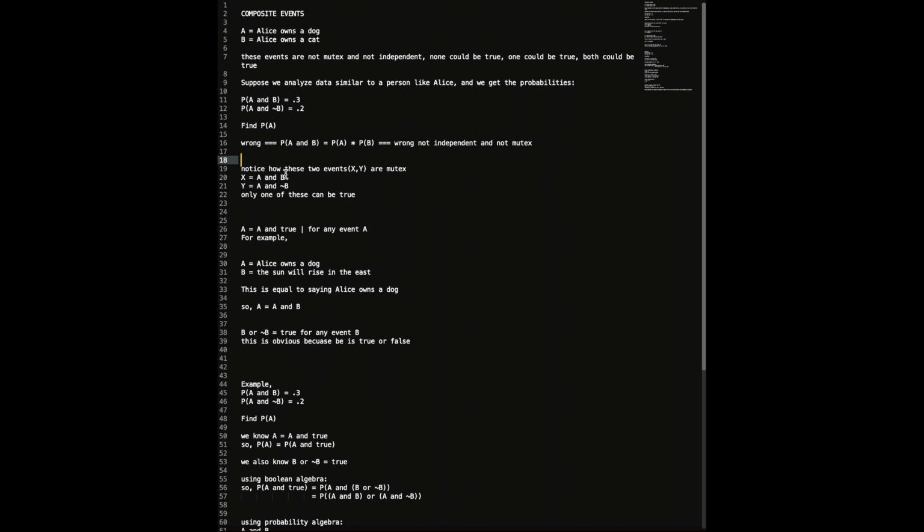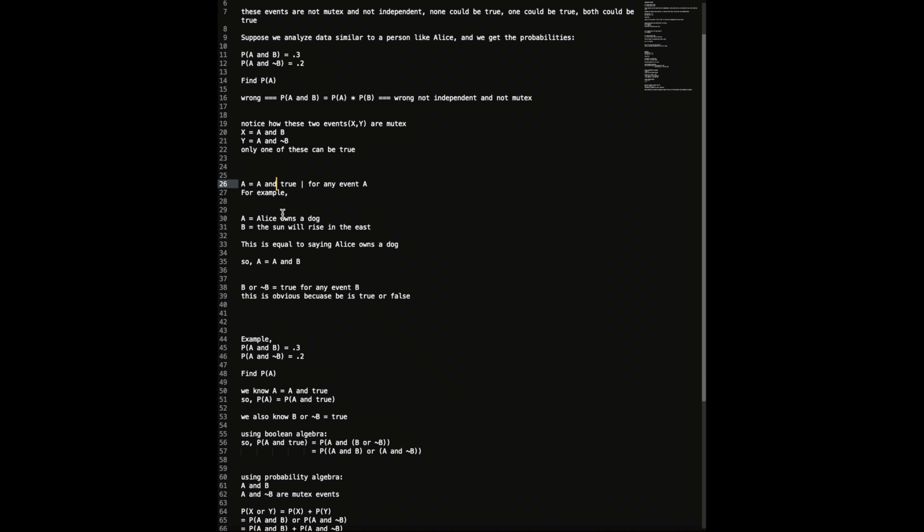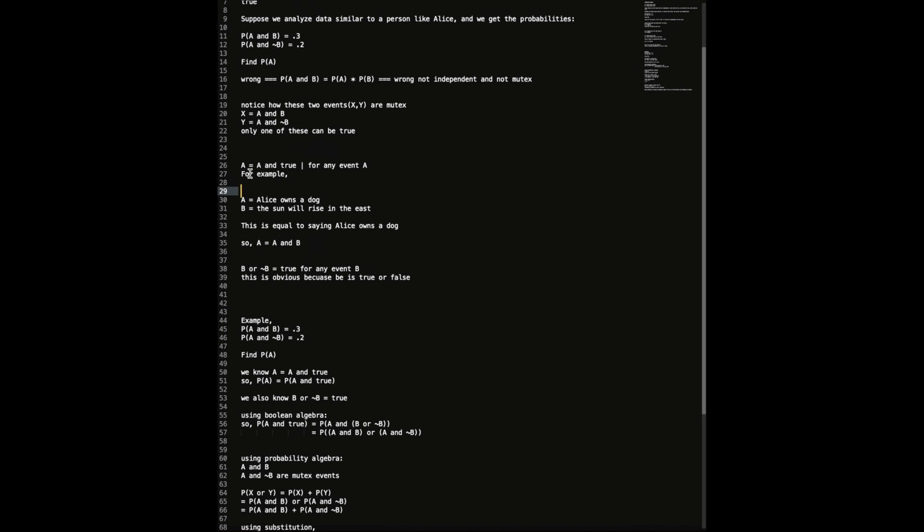It's composite. Notice how these two events, X and Y, are mutually exclusive. Event X is equal to A and B, and event Y is equal to A and not B. So only one of these can be true because they're mutually exclusive. You can see that, right? B is either B or not B. Also, A is equal to A and true for any event A.